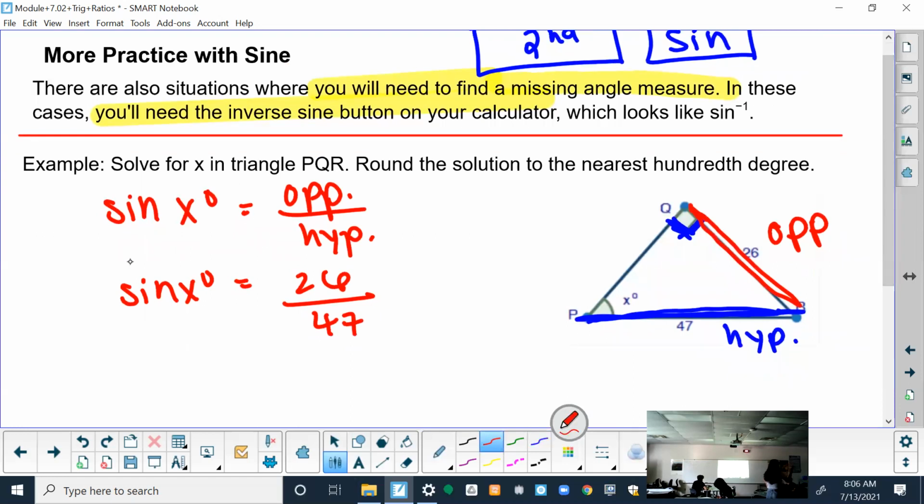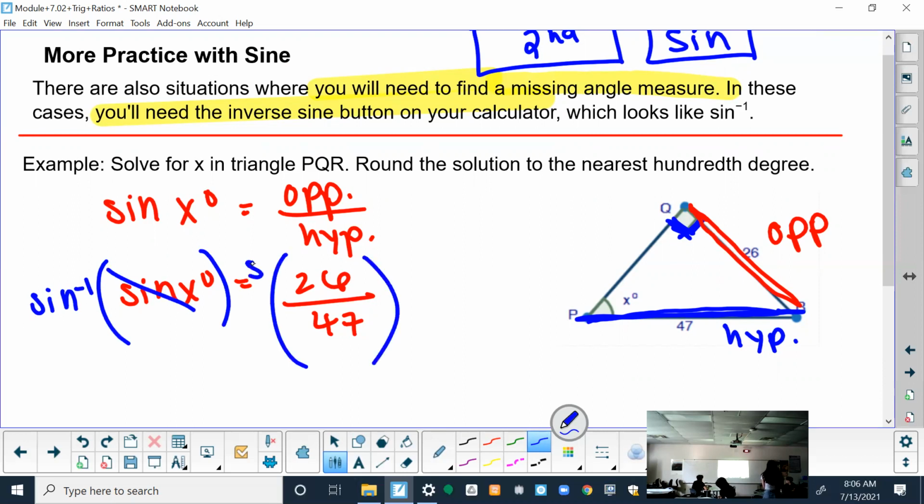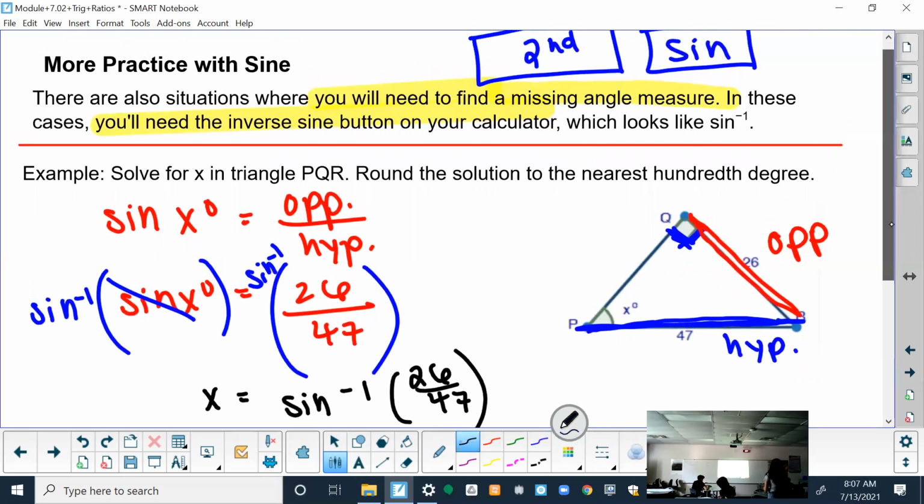Now, since we're solving for x, we're trying to get this x by itself. In order to cancel out that sine, we're doing the inverse function. All that does is cancel out this sine that's right here. But then what you do to one side, you have to do to the other. So on the left side, I have x equals sine to the -1 of 26 over 47. So on the right is what you're entering into your calculator.